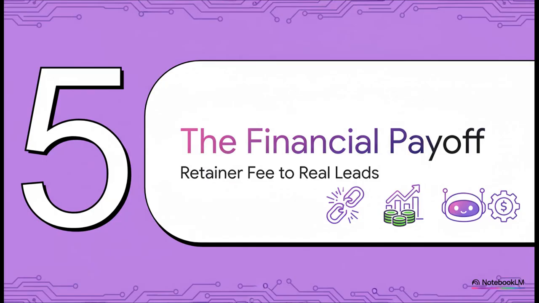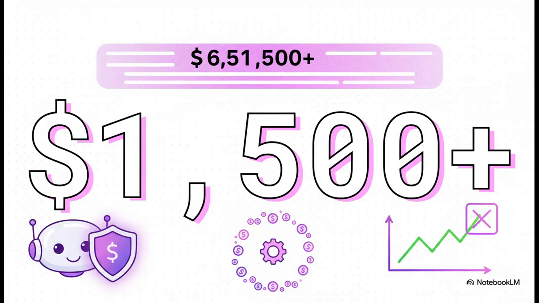Okay, let's talk about the bottom line. Let's talk money. Because escaping the agency trap isn't just about getting better results, it's about completely changing the economics of your marketing. $1,500. That's a pretty typical starting point for a decent freelancer or a small agency. And that's just their retainer fee. That's money you're spending before you've even gotten a single click on a single ad.